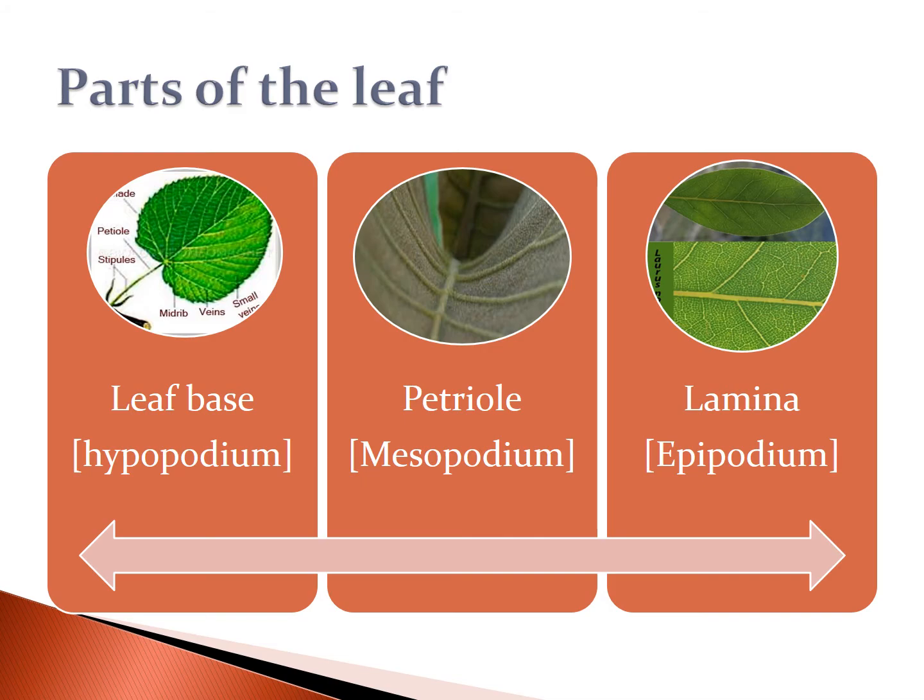Parts of the leaf. In the study of characteristics we learn it. What are the parts of the leaf? Leaf base, that is called hypopodium. Then petiole, that is called mesopodium. Then lamina, that is called epipodium. This is very important. Leaf base, petiole, lamina. These are the important parts of the leaf.